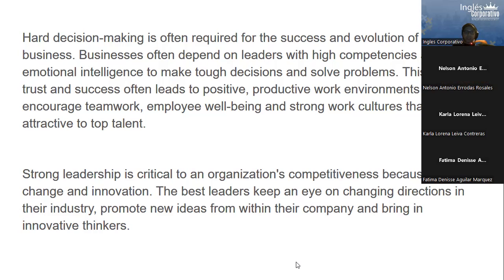So it says hard decision making is often required for the success and evolution of a business. It's time to wake up. Okay, so hard decision making, what is that? Do you have an idea how you explain hard decision making? Is when to take a decision, but really, really hard. Yes, so go ahead. No, yes.